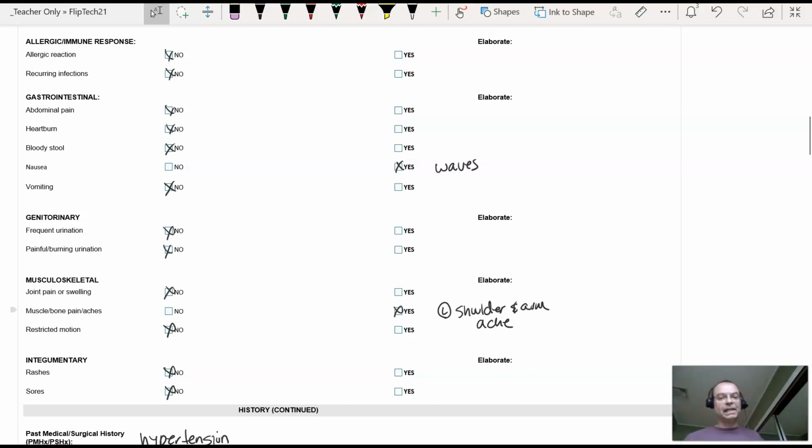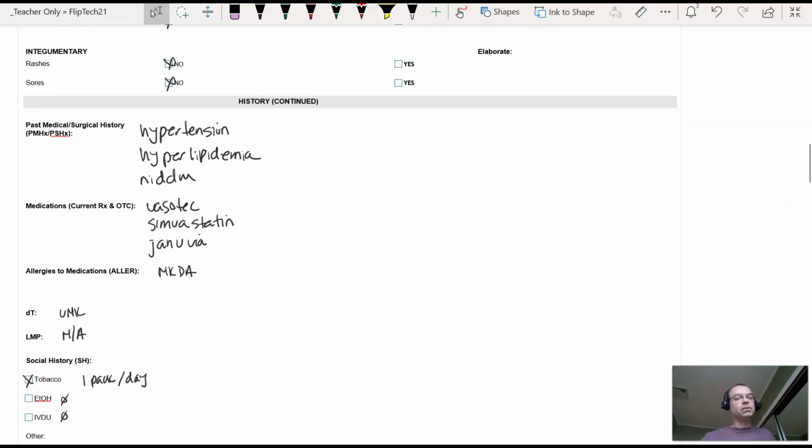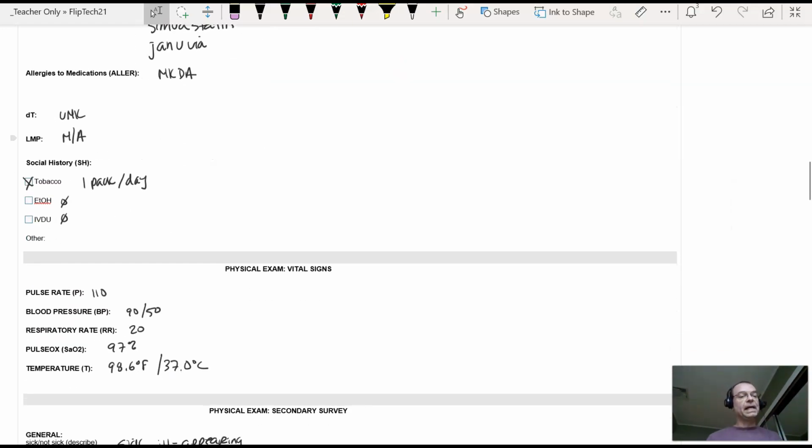His past medical history is hypertension, hyperlipidemia, and non-insulin dependent diabetes, for which he takes Vasotec, Simvastatin, and Januvia. And as I said earlier, these need to match up. So Vasotec for hypertension, Simvastatin for hyperlipidemia, and Januvia for diabetes. No known drug allergies, unknown last tetanus, not applicable last menstrual period. He is a 1-pack-a-day smoker.